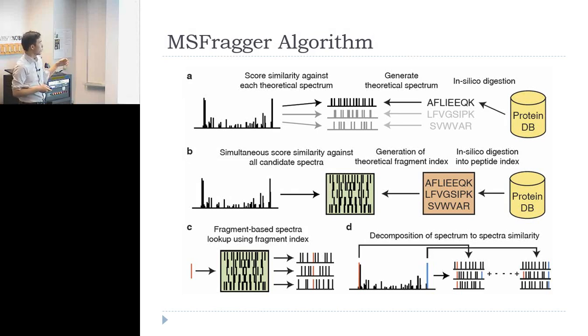So this is the conventional workflow. Again, this is the standard database search approach. We digest the protein database, and then for each peptide, we generate a theoretical spectrum, and then we compare that theoretical spectrum against the experimental spectrum. And in the MSFragger workflow, we take the protein database and we generate a peptide index, and that's been done before. But we take this a step further and we generate this theoretical fragment index from that peptide index. And then we can simultaneously score one experimental spectrum against all theoretical spectra. And there's lots of efficiency that can be gained from doing this.